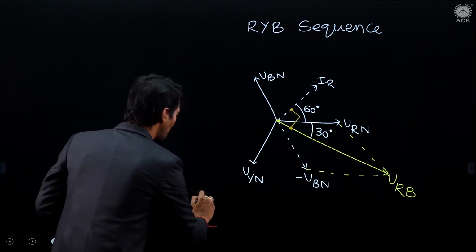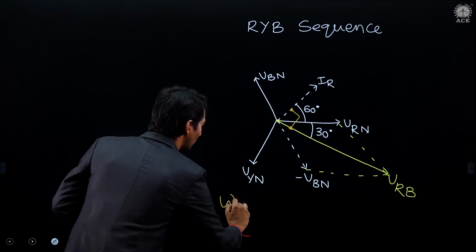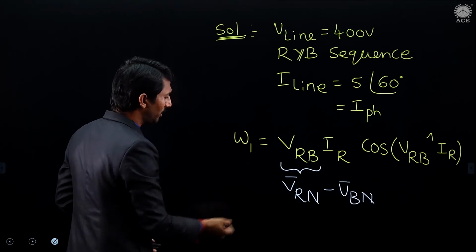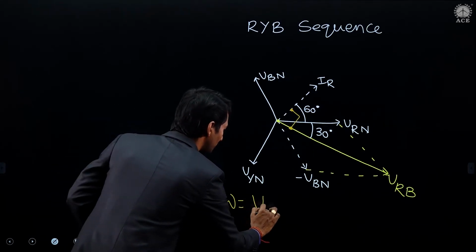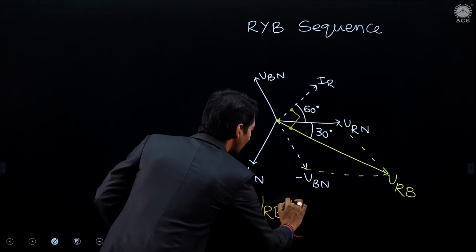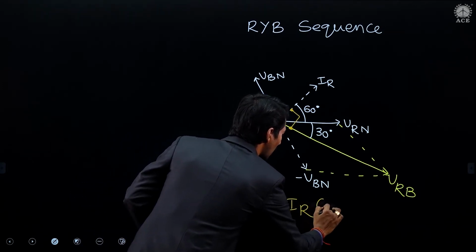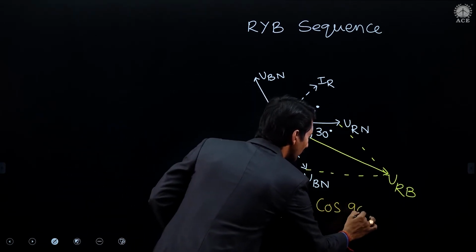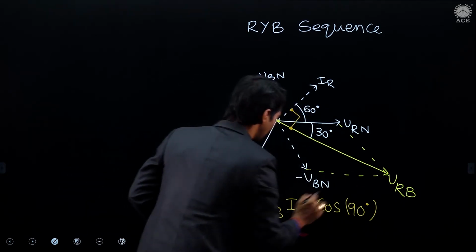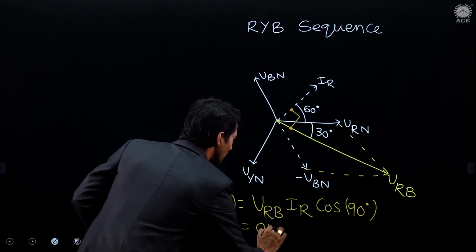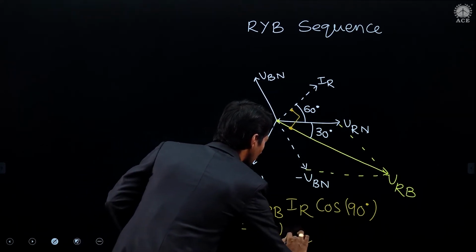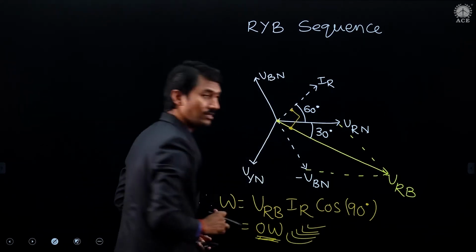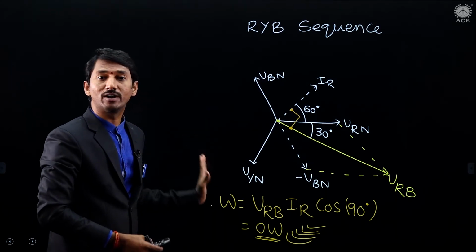So finally, W equals VRB times IR times cos of the angle between these two. How much? 90 degrees. So therefore, the answer is 0. This is the procedure to find out the wattmeter reading.